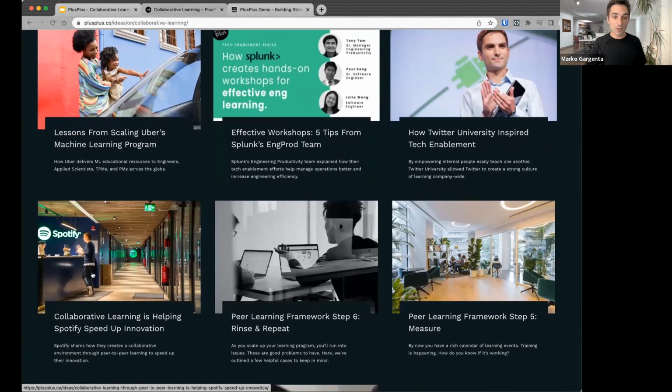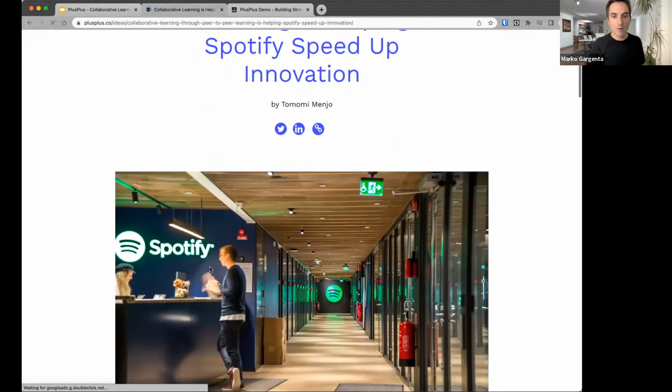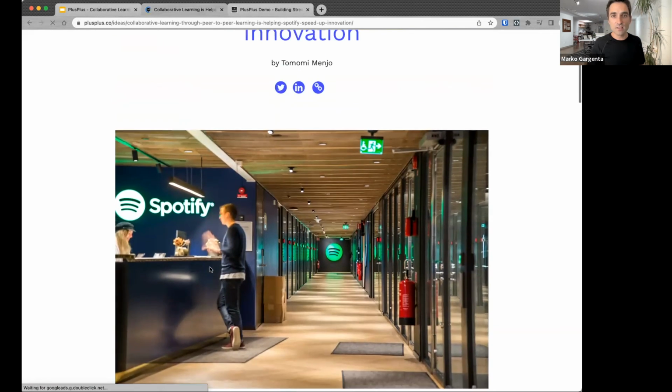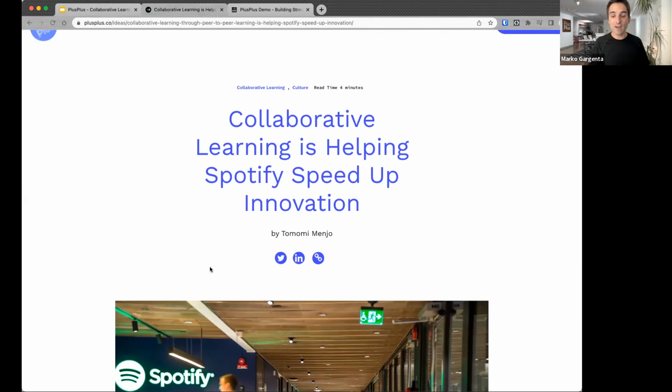Then there are companies like Spotify. This is a great story. Again, I encourage you to read it. But Spotify discovered that through collaborative learning, they unleash innovation. So that's obviously top of mind for leadership, right? They want their people to be innovative. And so by connecting the dots, ideas collide and have babies, right? And that's what unlocks innovation. Spotify noticed that and invested in it.